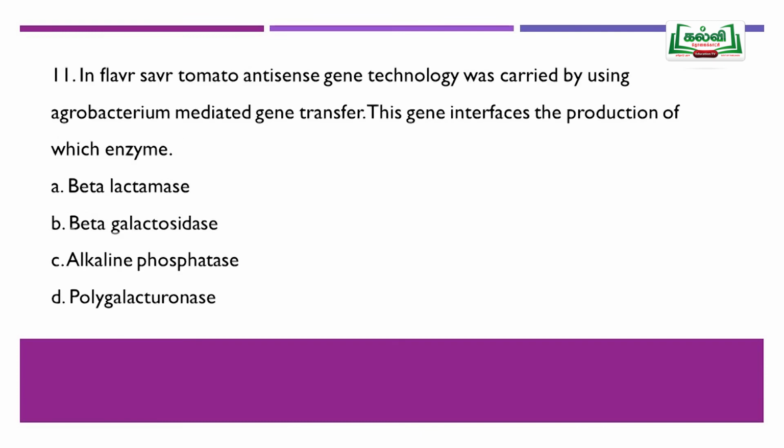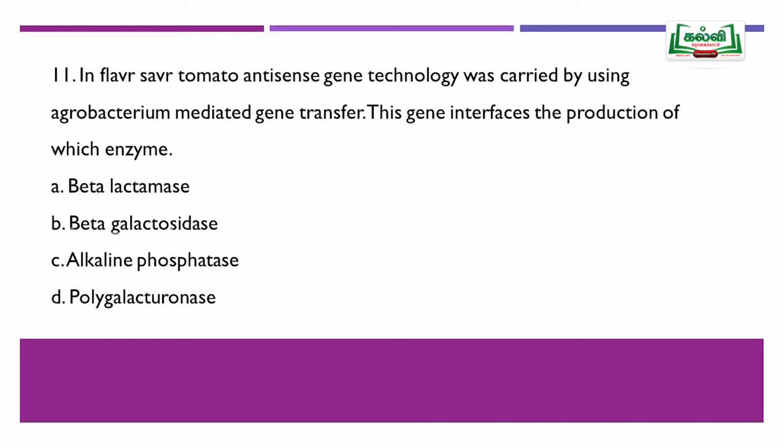The next: in Flavr Savr tomato, antisense gene technology was carried out by using Agrobacterium mediated gene transfer. This gene interferes with the production of which enzyme? Okay. When it comes to antisense gene technology, especially delayed fruit ripening, the polygalacturonase enzyme usually goes and softens the pectic compound which is present in the cell. So, due to that, the cell will get softened. So, which enzyme does this? That is the question.